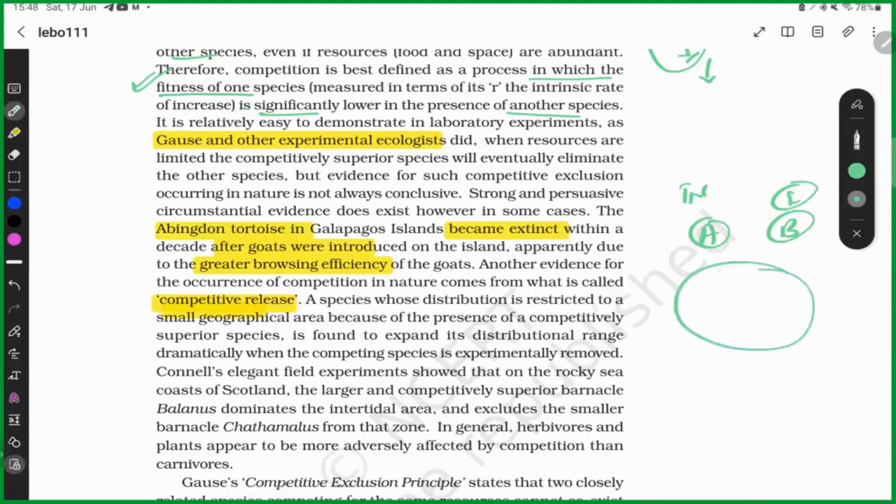Species B is limited to this area, and species A is restricted within this area. If we experimentally remove species B, there is no competition, so species A will freely roam around this area also. So there is a release from competition. This is called competitive release.